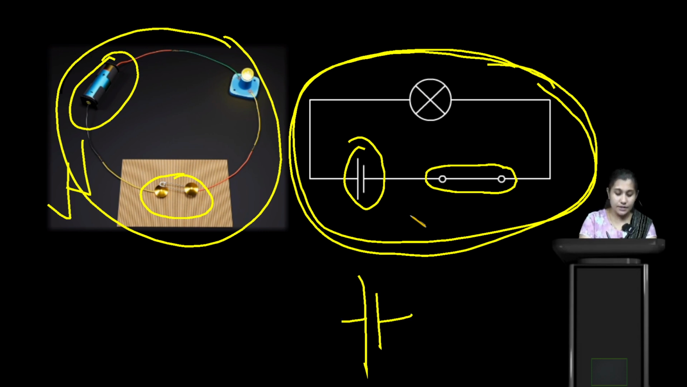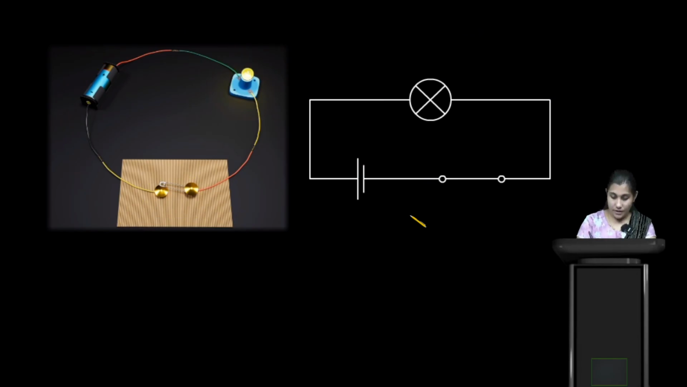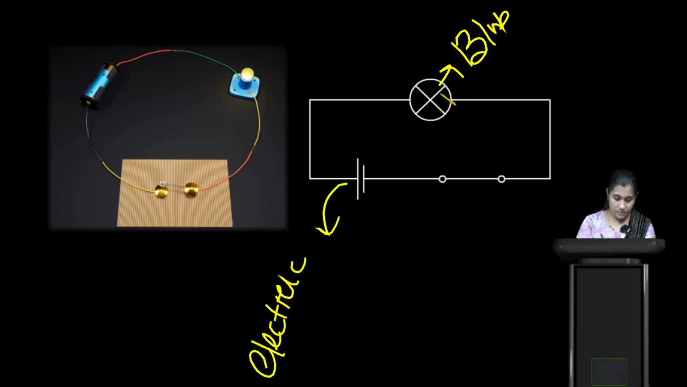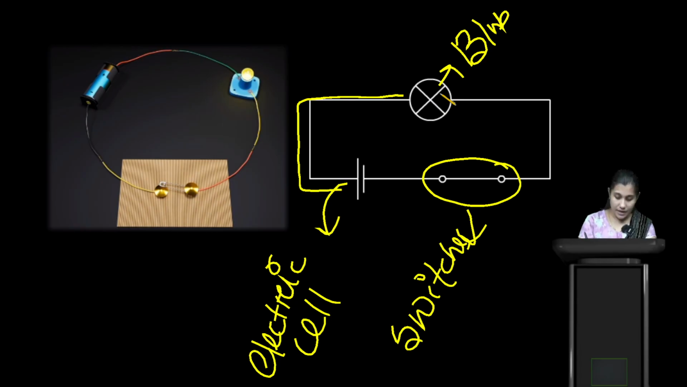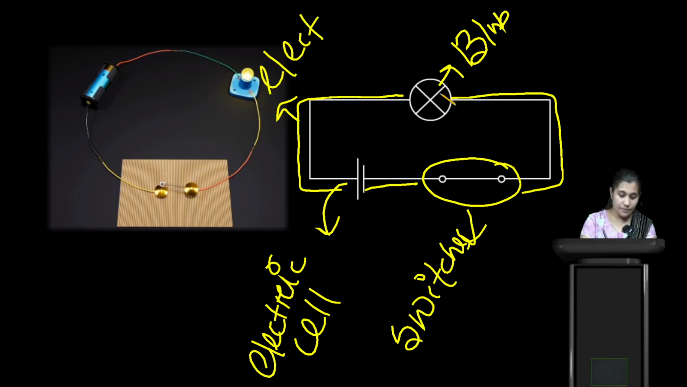Okay. And this one is the bulb. So this represents the bulb. Let me show you again. This one is the bulb. This one is the electric cell. And these two are the switches. And this long white line represents the electric wire.